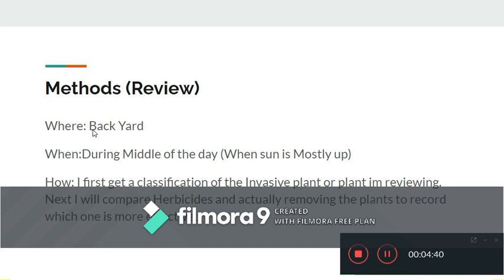It also makes it really easy when you have a lot of diverse plants in one area, because it makes it easier to select, hey, I could use this one, or I could use this one. So it's a really good thing. This will be during the middle of the day. I try to go when it's usually the middle of the day when the sun is out, so it's easier to classify.